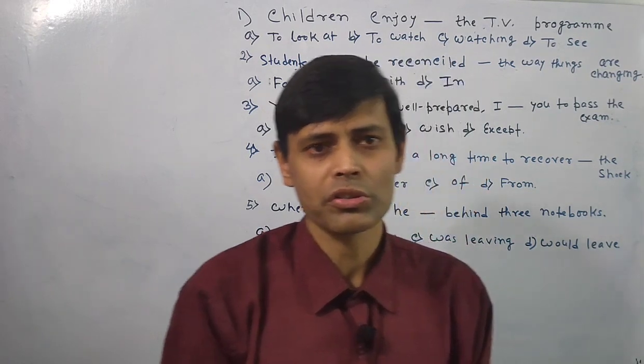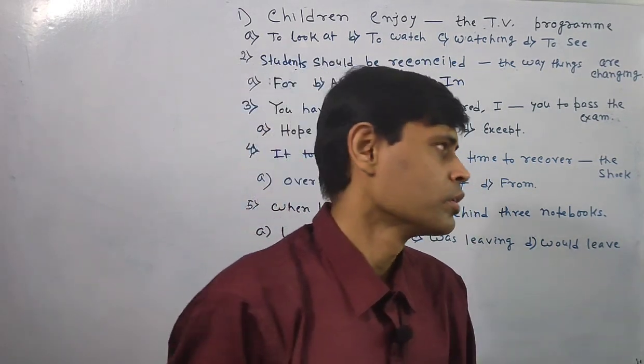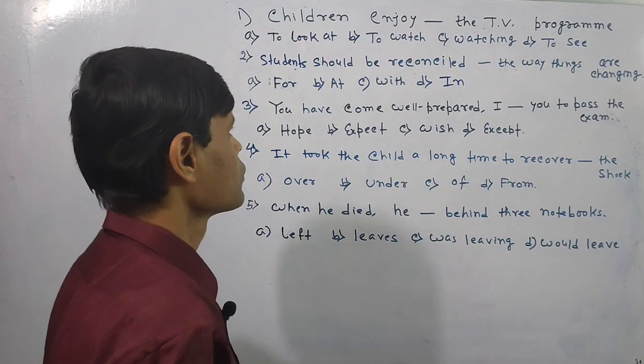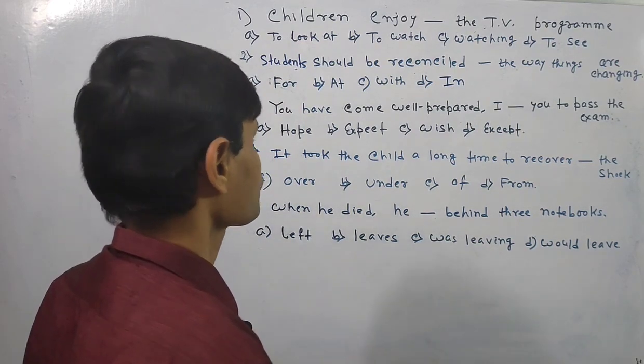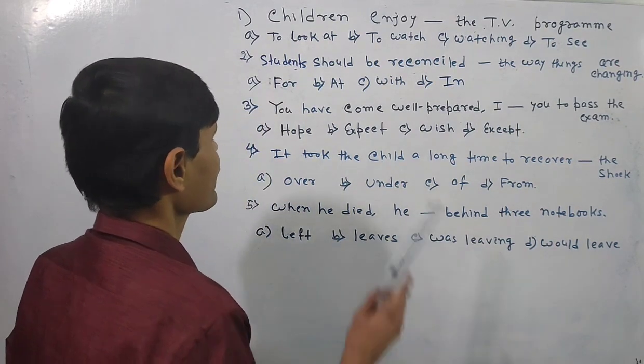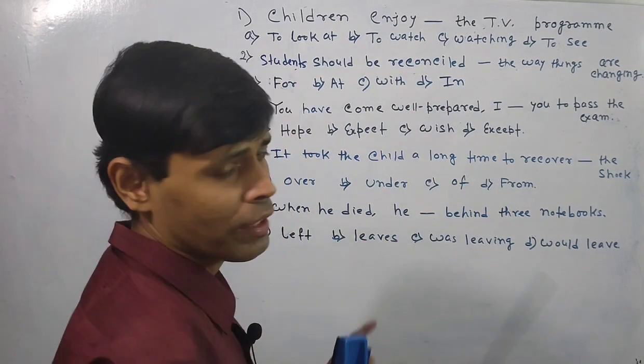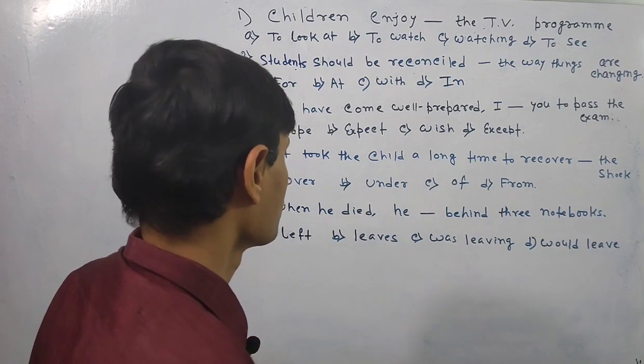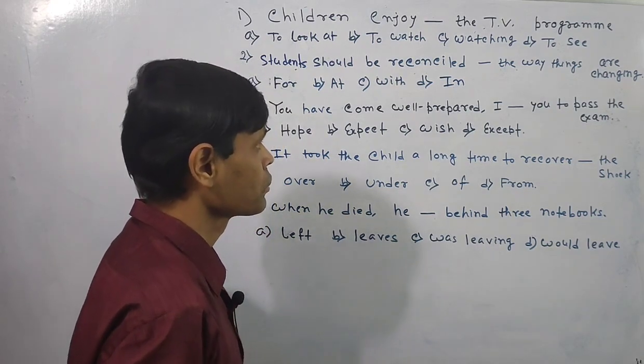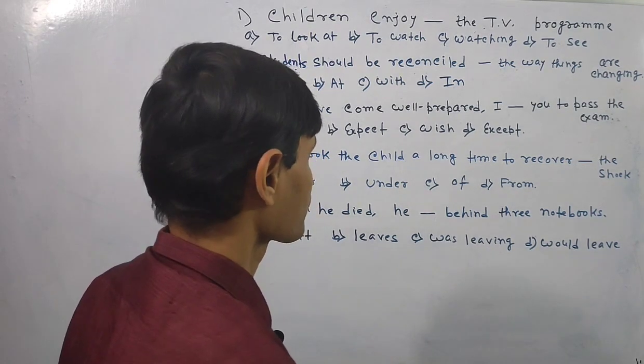Now cast a close glance over the board. Now look over the first question. You will find: children enjoy, here is the blank, the TV program. Now there are 4 options in a row: to look at, to watch, watching, to see.